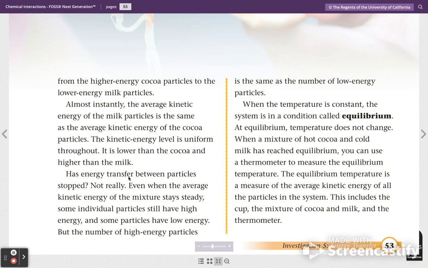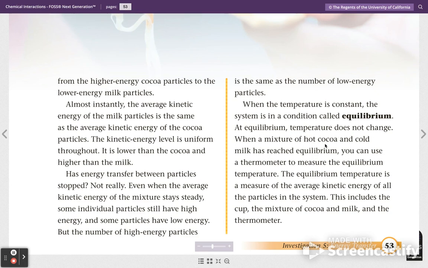Has energy transfer between the particles stopped? Not really. Even when the average kinetic energy of the mixture stays steady, some individual particles still have high energy and some particles still have low energy. But the number of high energy particles is the same as the number of low energy particles. When the temperature is constant, the system is in a condition called equilibrium. At equilibrium, temperature does not change.